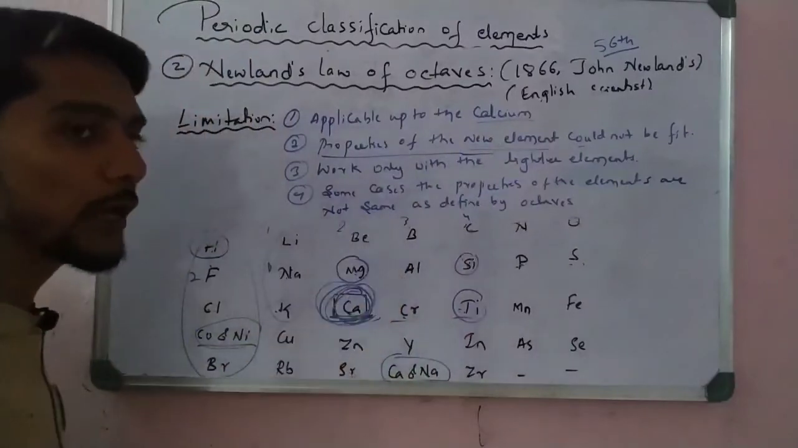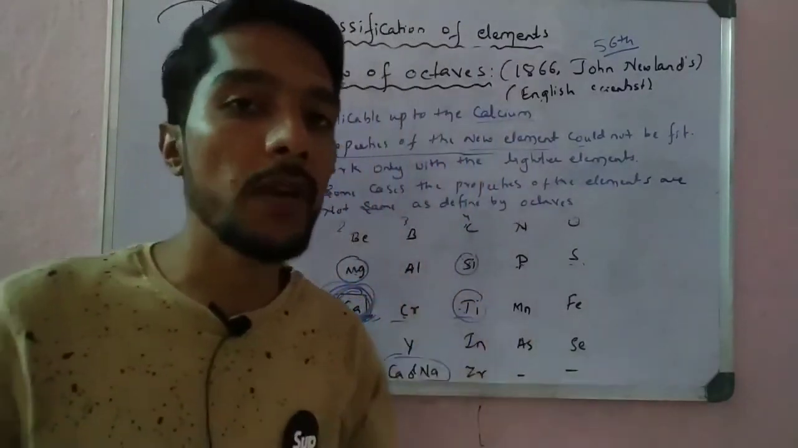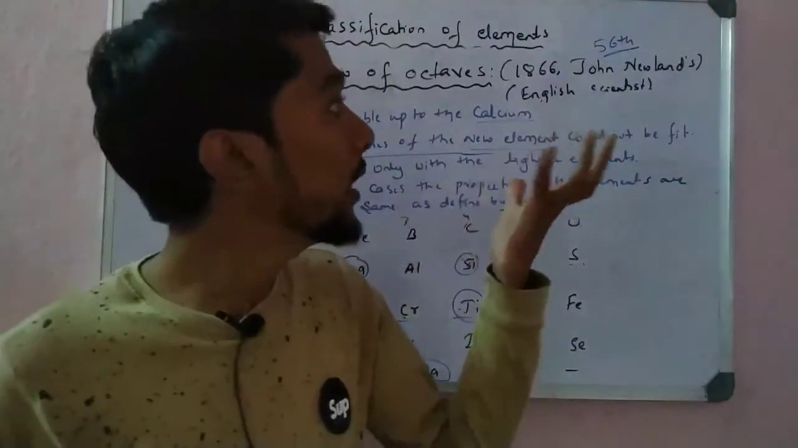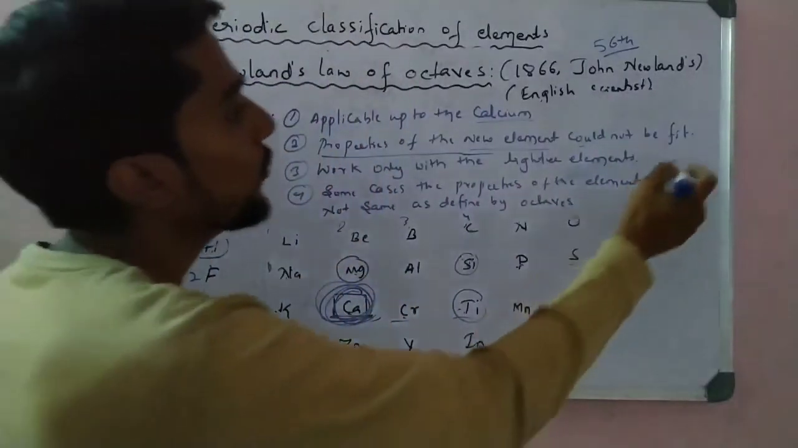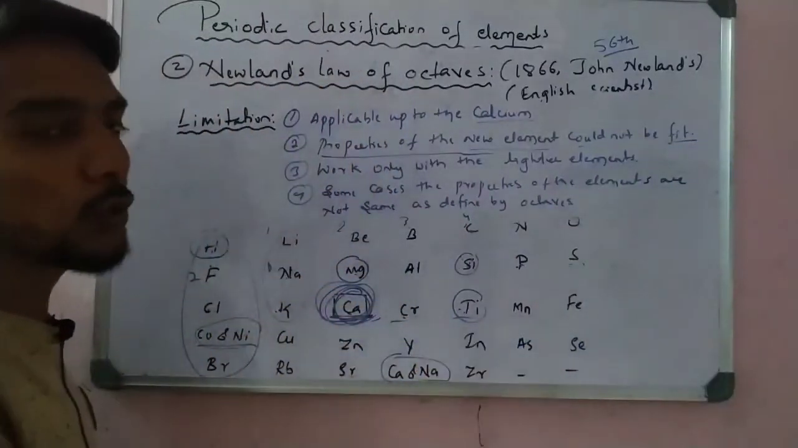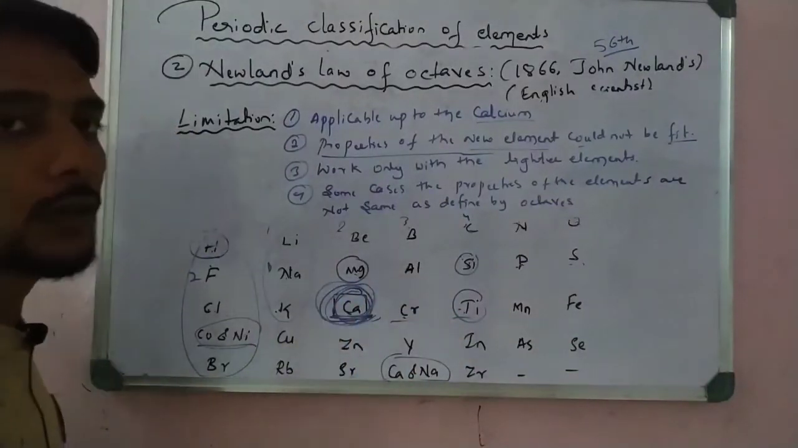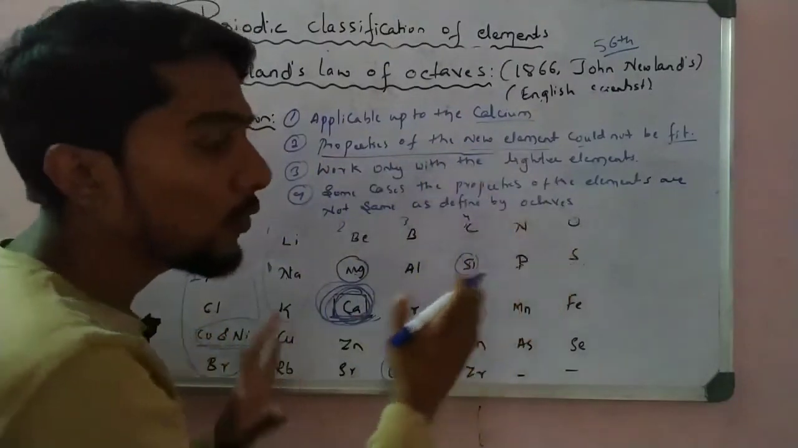Next, the properties of new elements could not be fit into the table. Only 56 elements were discovered at that time, and after 1866 new elements were discovered. But these new elements did not fit according to this rule, and he also did not leave any gap for new elements. That was a big mistake made by Newland. The new elements do not follow this rule.